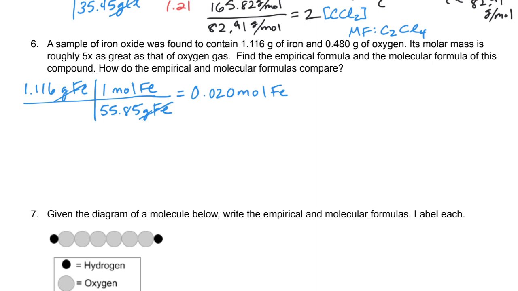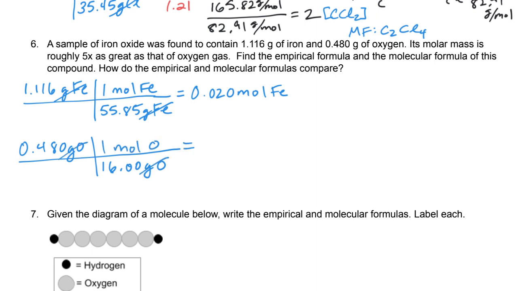And then we need to do oxygen. So we had 0.480 grams of oxygen. And oxygen, according to the periodic table, is 16 grams for every 1 mole of oxygen, which gives us 0.030 moles of oxygen. If you're worried about sig figs, remember sig figs don't really matter on this type of problem. You don't want to round too much, but there's no sig figs in the final answer.